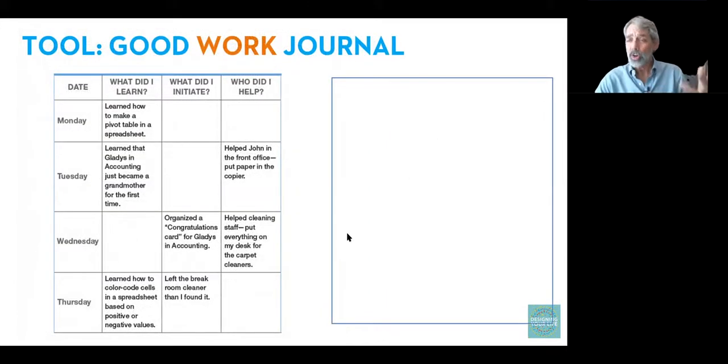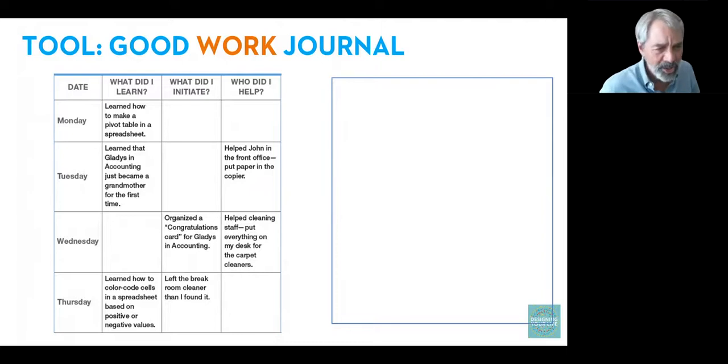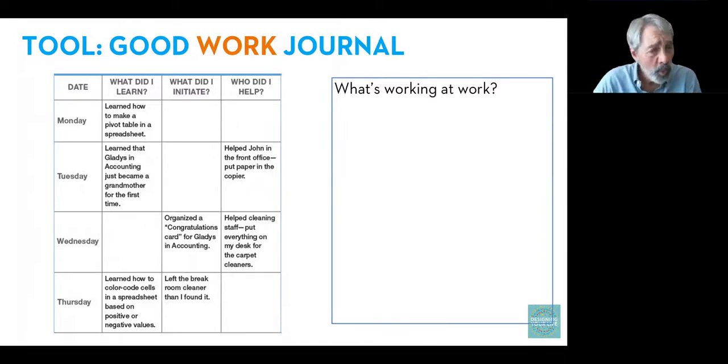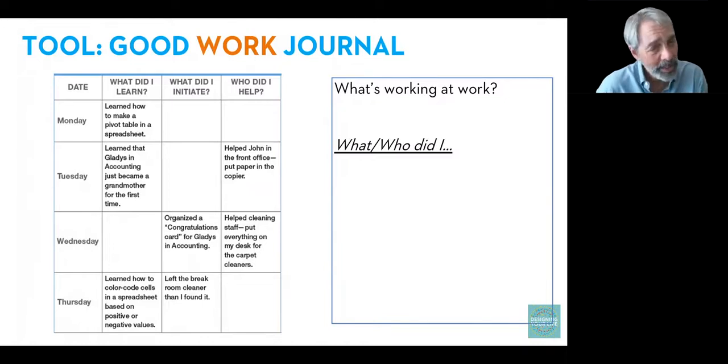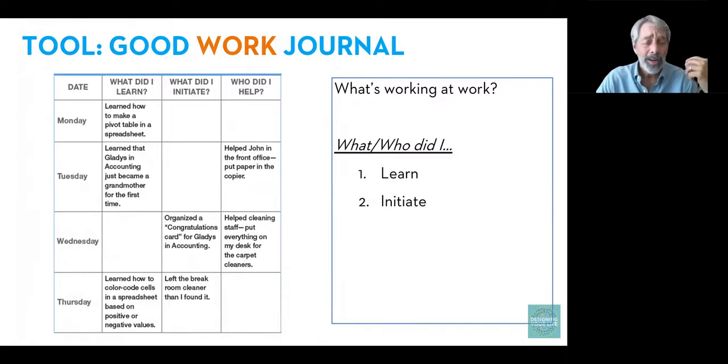Now, the Good Work Journal is a modified version of that tool that's in the second book, Designing Your Work Life. And there, each day you do an end-of-day reflection, kind of a variation on the gratitude thing, but instead of gratitude, I'm looking for three things. What's working at work in terms of: what did I learn, and who did I learn from? What did I initiate? And who did I help? And we pick those questions because it's about growth. I'm learning. That actually is the kind of stuff that my curiosity wants to lead into.